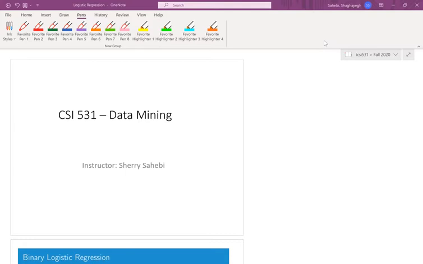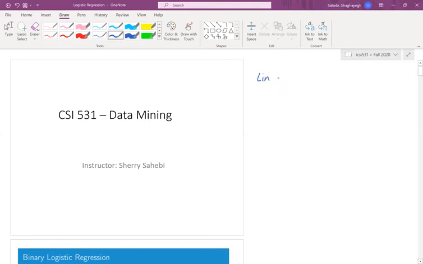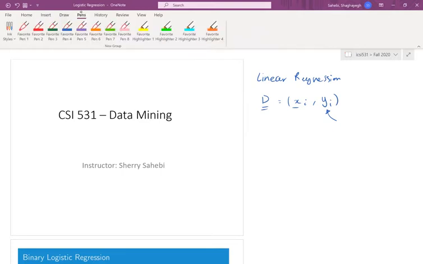So far, what we have learned was linear regression and kernel regression. In linear regression, for example, what we had was that our data set, D, was pairs of vectors xi's and a yi. And this yi was a numeric value. And we wanted to predict yi's using the linear regression or the kernel regression.